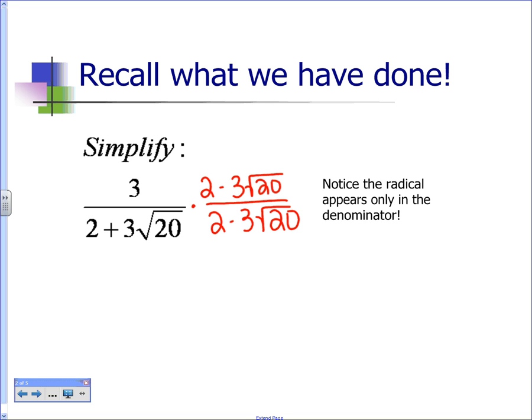She's talking about simplifying the square root of 20 first. You can do that if you want. It doesn't matter.